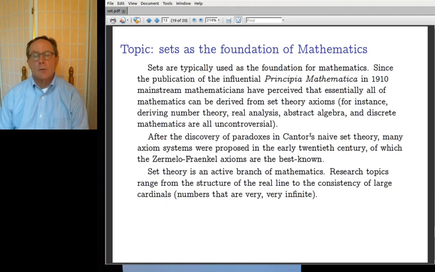Just as a comment here, I wanted to make a comment or two. Sets are typically used as a foundation for mathematics. In some sense, strictly speaking, everything that a person does in mathematics can be expressed in the language of sets. It was Cantor in about 1888 that started that ball rolling. It's an active branch of mathematics with all kinds of research topics that range from the structure of the real line to the consistency of numbers that are very, very large.